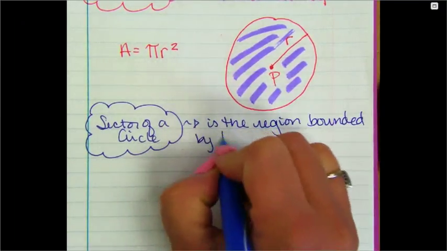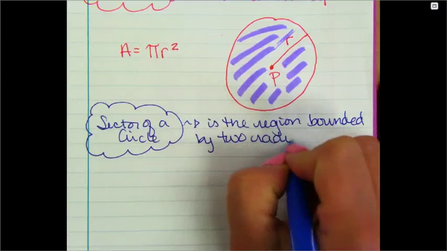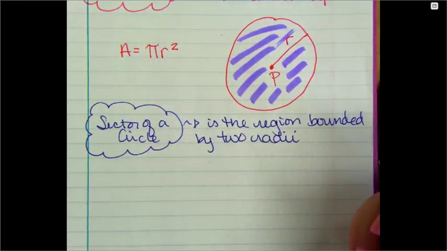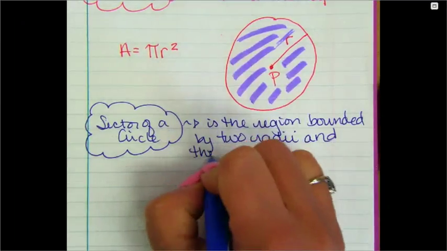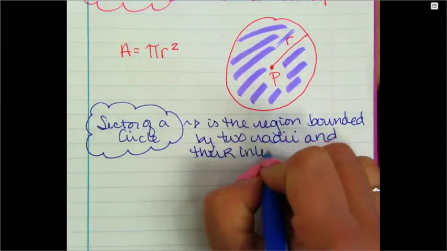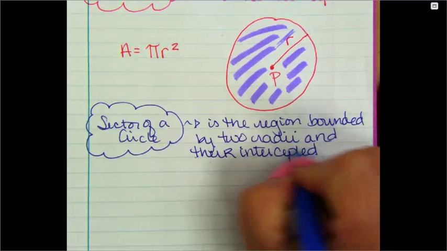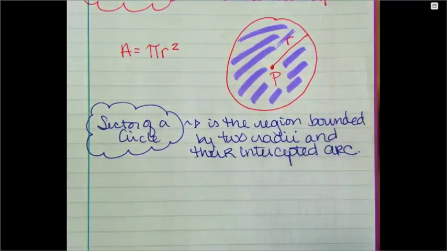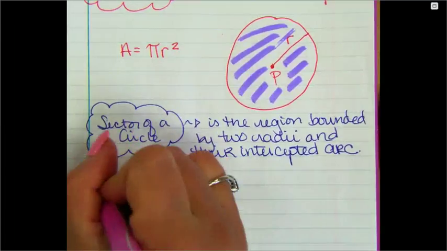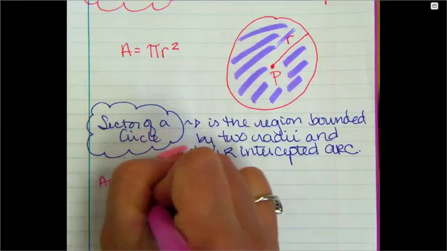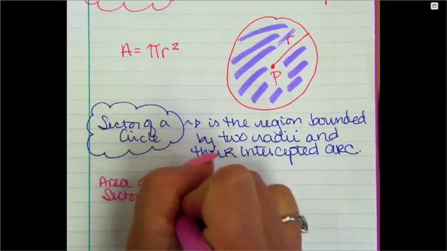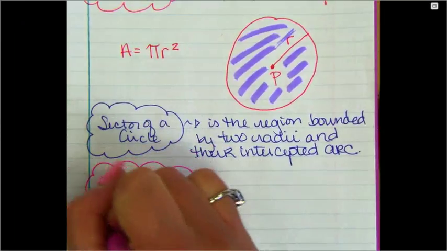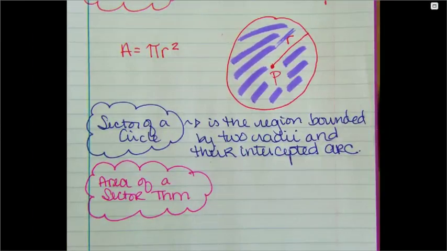Sector of a circle is the region bounded by two radii. What's radii? Plural for what? Radius. And their intercepted arc. And we have a formula that goes with it.